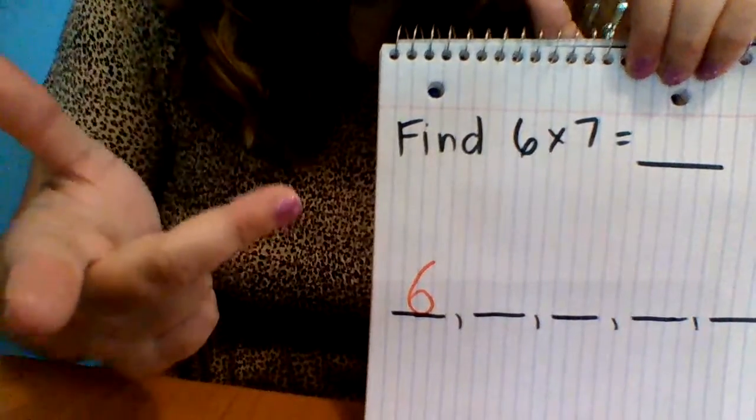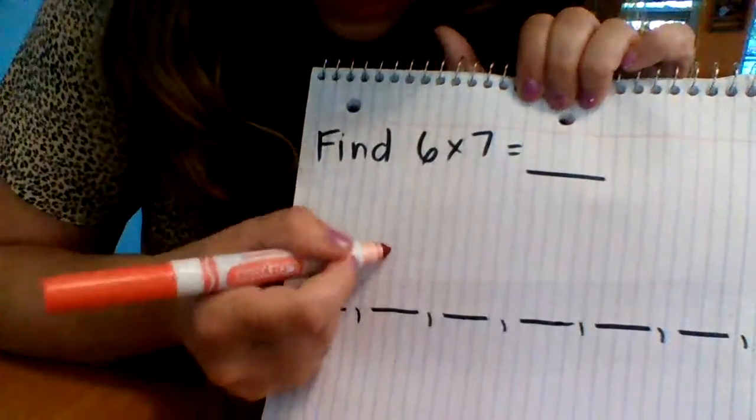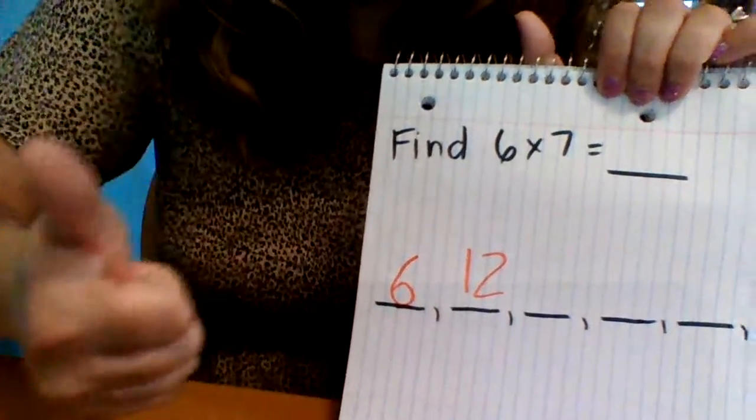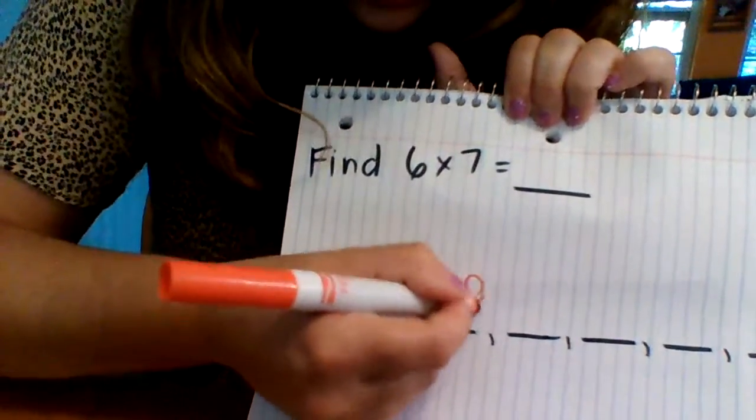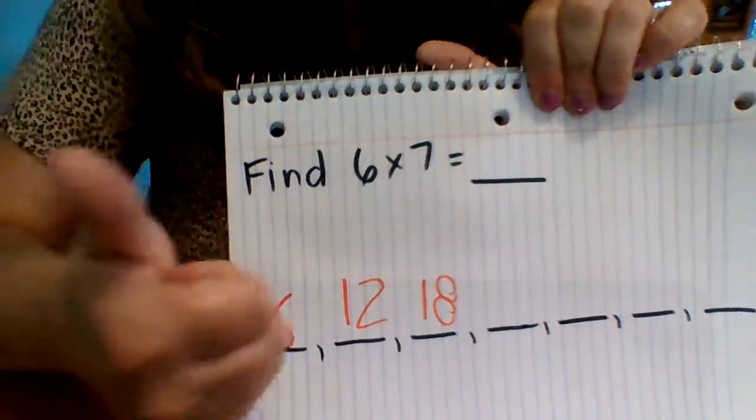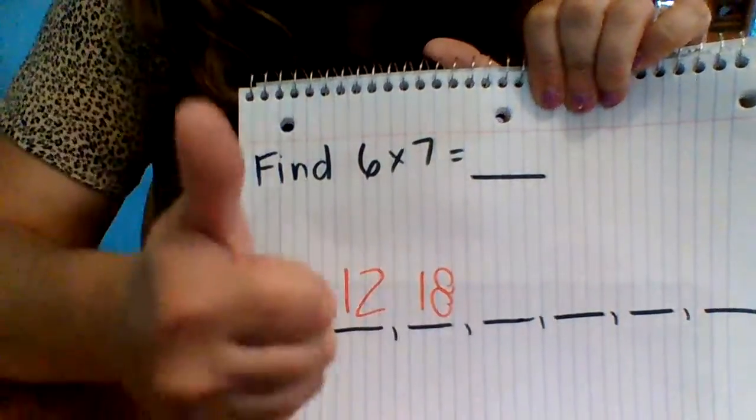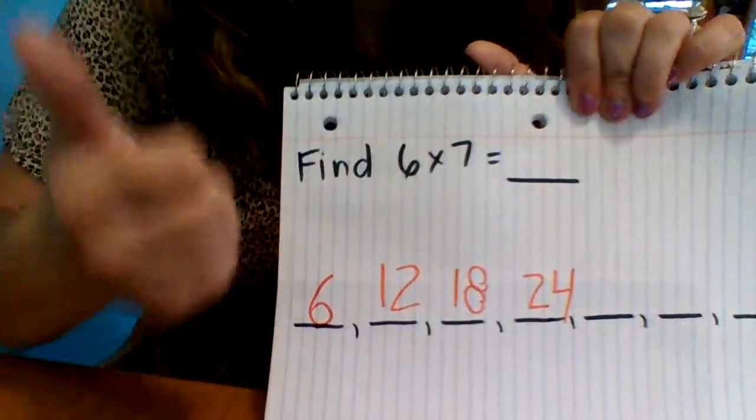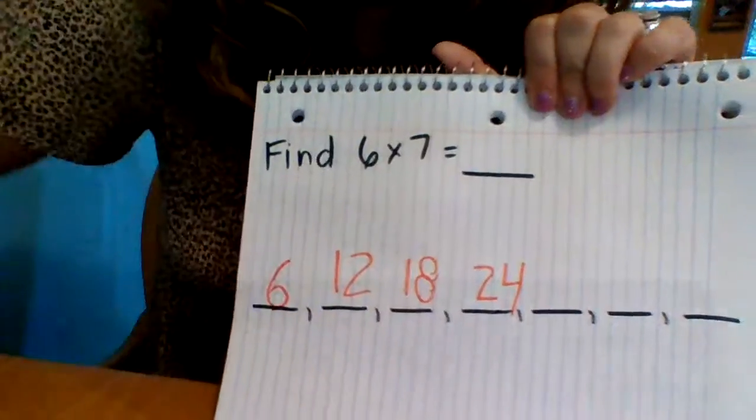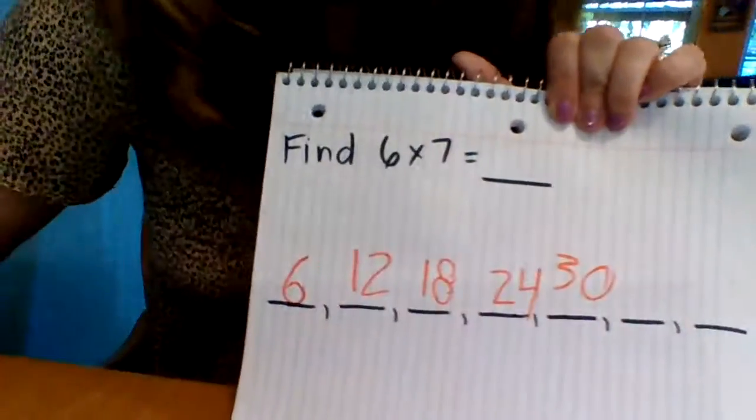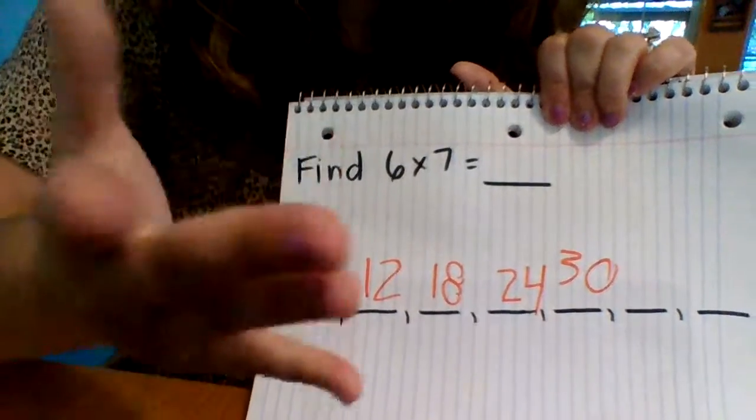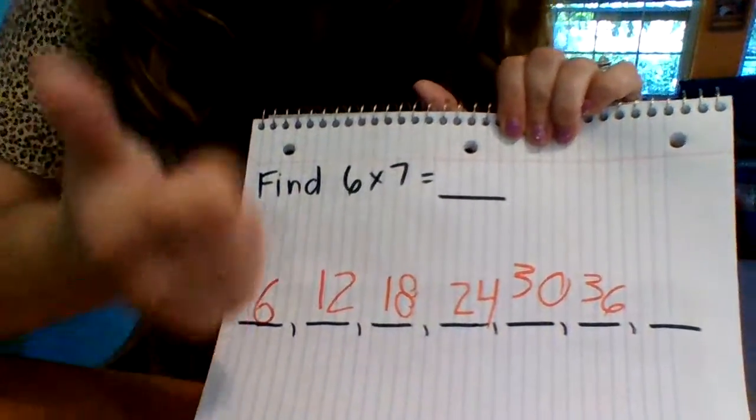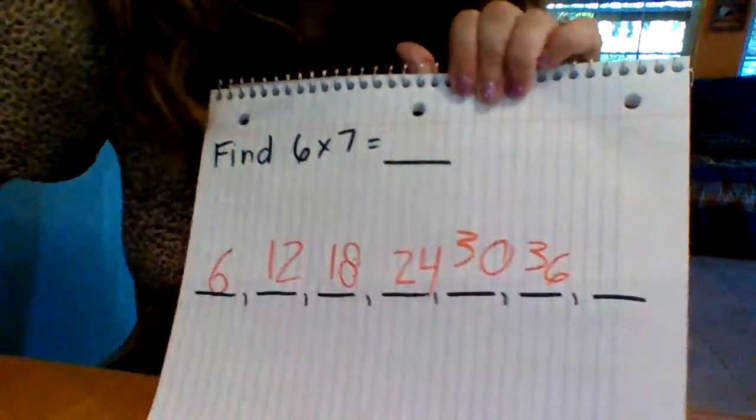6, 7, 8, 9, 10, 11, 12. 12, 13, 14, 15, 16, 17, 18. 18, 19, 20, 21, 22, 23, 24. 24, 25, 26, 27, 28, 29, 30. 30, 31, 32, 33, 34, 35, 36. 36, 37, 38, 39, 40, 41, 42.